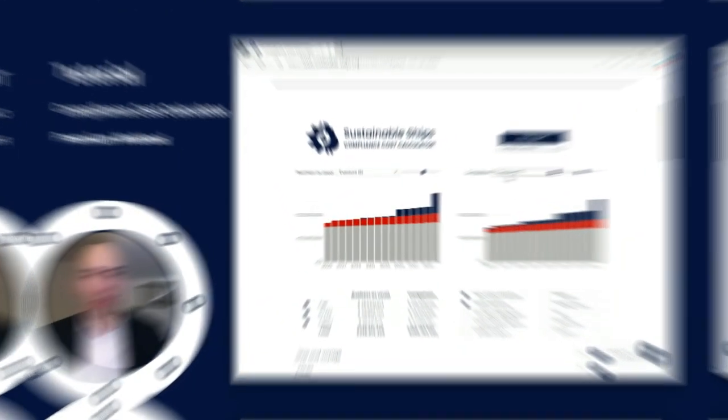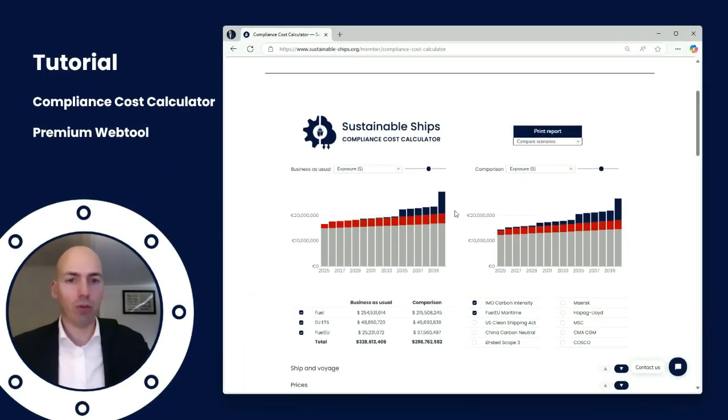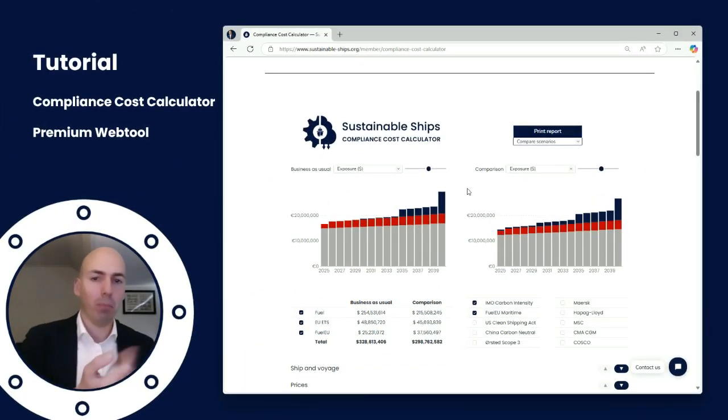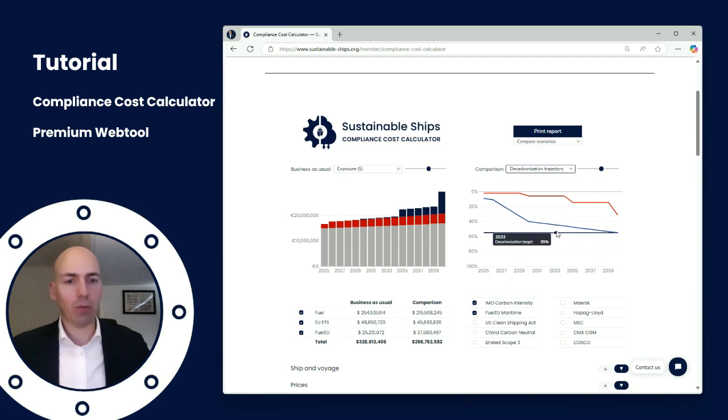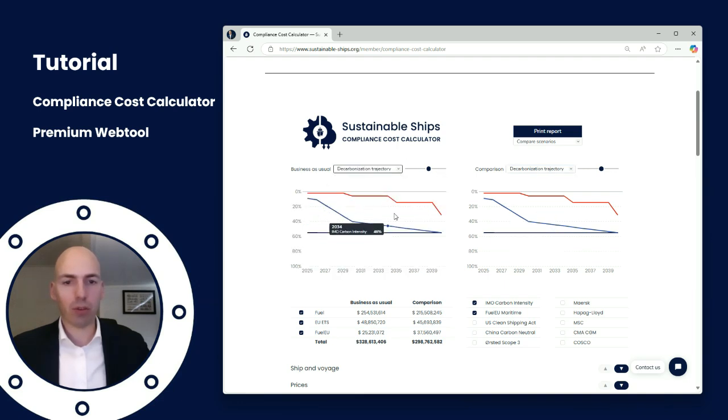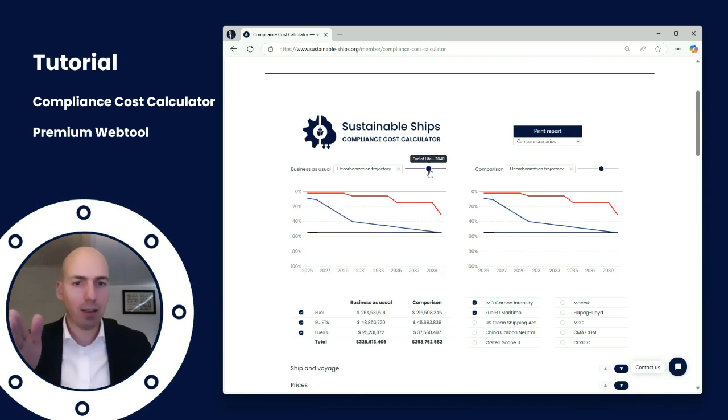If we go to compare scenarios, then we have a case 1 and a case 2, or the business as usual and the comparison case. So I'm going to leave business as usual as it is. And here in comparison case, we can again choose between the different options. Let's see if we can also choose decarbonization trajectory. So what if, for example, we're going to leave the left side the same as it is.